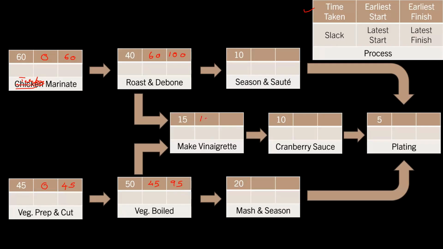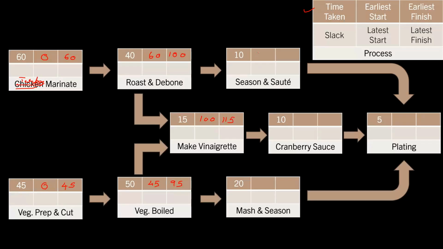We can only start it at the 100th minute because even though at the 95th minute the veggies have been boiled, we cannot start making the vinaigrette until the turkey has been deboned. So we require the bones of the turkey, and that will only be available on the 100th minute, and on the 100th minute, both the dependencies will be done. So this can at the earliest start at the 100th minute, at the earliest it can finish at the 115th minute. Now, similarly, you can now fill out every other task, right?